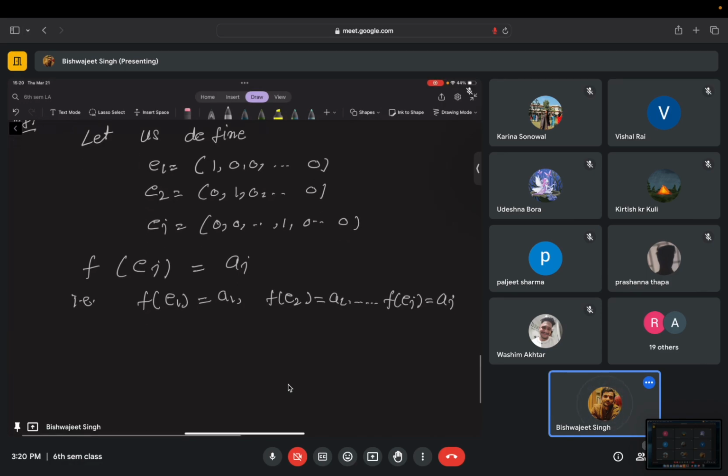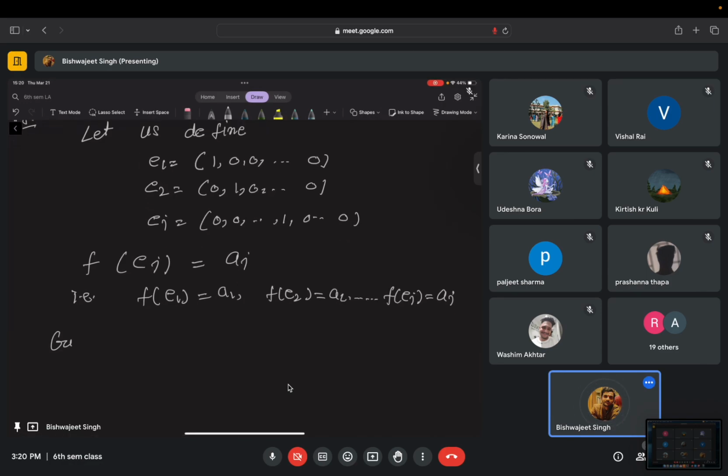Now, given g any linear functional on Rn, basically what we will do is take any arbitrary linear functional g defined on Rn, and we will show that g has exactly the form that we said above, that is a1 x1 plus a2 x2 up to an xn.